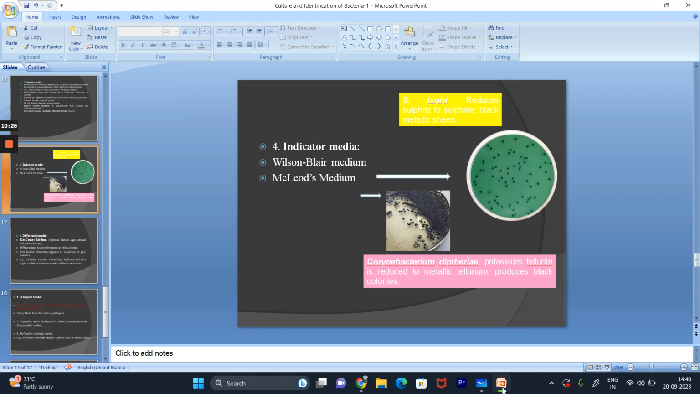Fourth one is the indicator medium. These media contain an indicator which changes color as the bacteria grow on it. The best examples are Wilson-Blair medium and McLeod's medium.